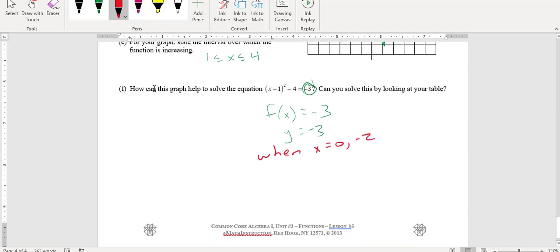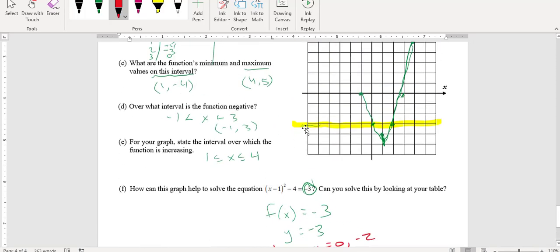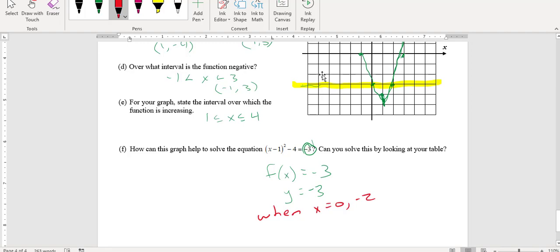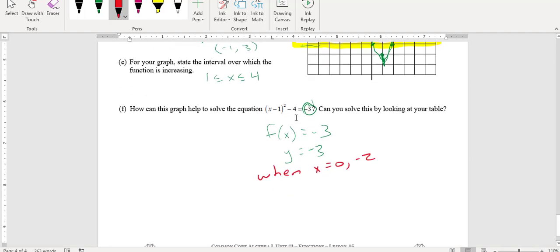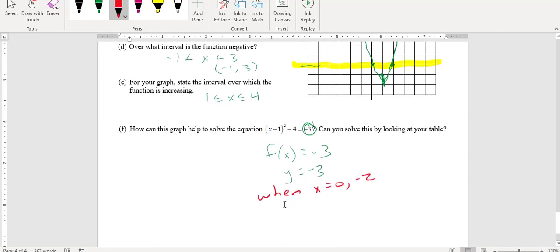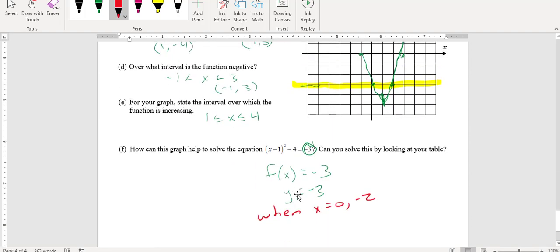Now technically this question says, how can the graph help us? So you would have to actually explain that instead of just answering it, but that's what we would be looking for. Okay, so sorry this video is a little long, but this is what it looks like to analyze these functions on the tables and the graphs, and to analyze the function notation.